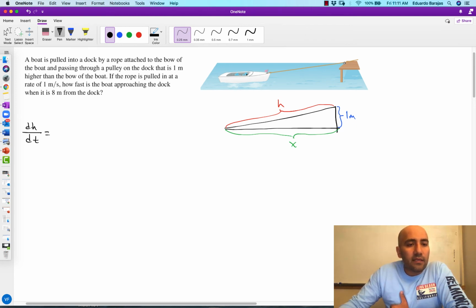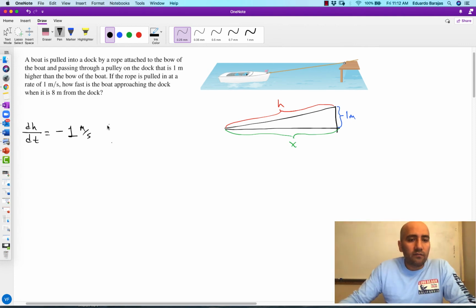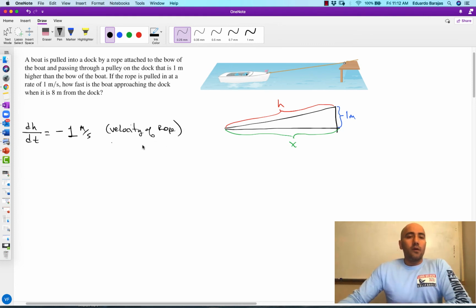Now keep in mind that this rate is acting on the variable h, and as time goes by, h is getting smaller and smaller, so it's decreasing. That's how I know that this has to be a negative. This has to be a negative 1 meter per second, right? And this is the speed of the rope. So this is the velocity of the rope.